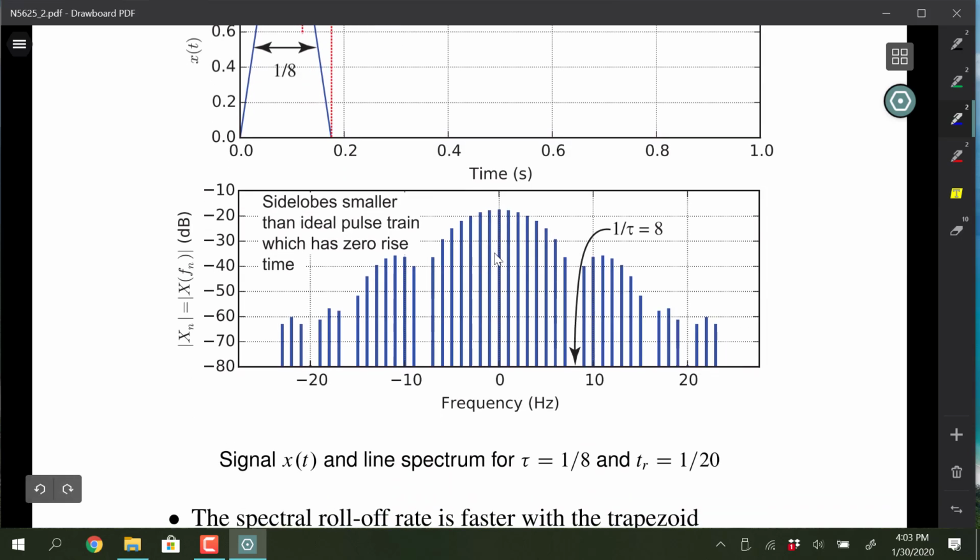And I plotted the result using the line spectral plotting function of the roll-off. And I know that it's got a sinc function kind of behavior, but it's not just a simple sinc function. But the thing that I noticed, and I don't really prove it here, I just say the side lobes are smaller than the ideal pulse train because it's got finite rise and fall time.